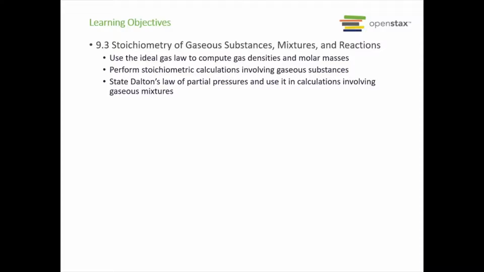And now we're on 9.3, stoichiometry of gaseous substances, mixtures, and reactions. In this section, we're going to use the ideal gas law to compute gas densities and molar masses, perform stoichiometric calculations involving gaseous substances, and state Dalton's law of partial pressures and use it in calculations involving gaseous mixtures.